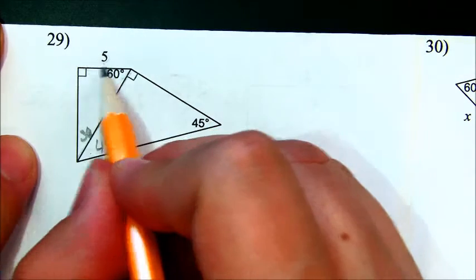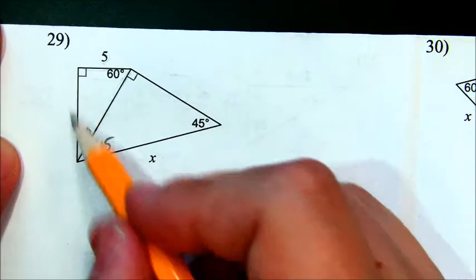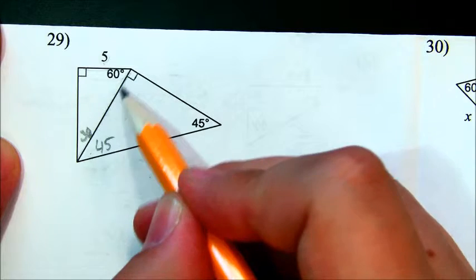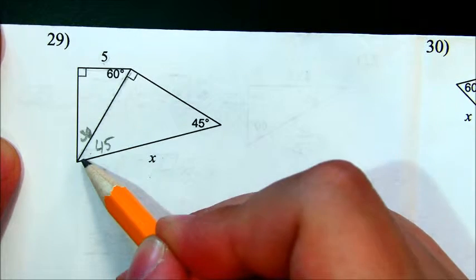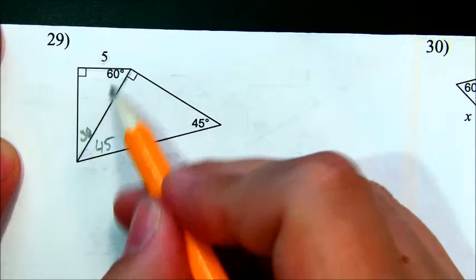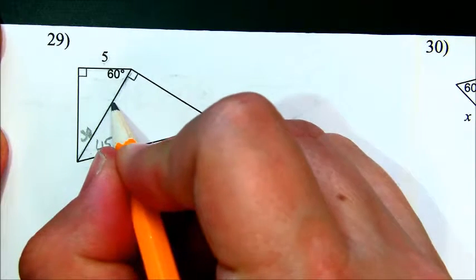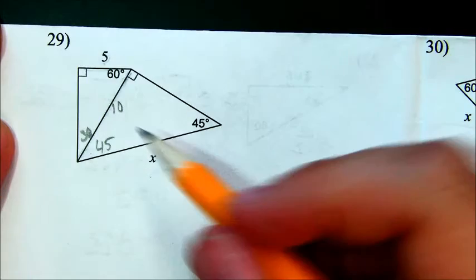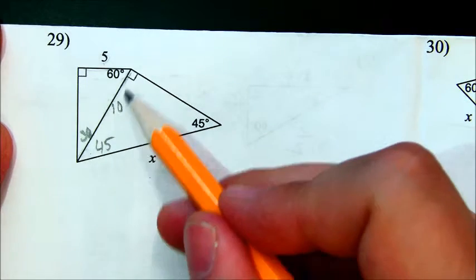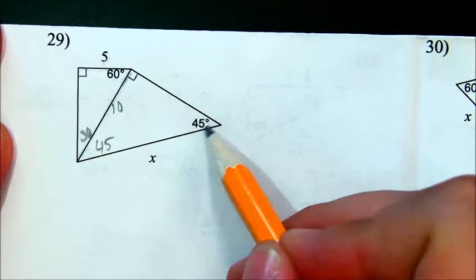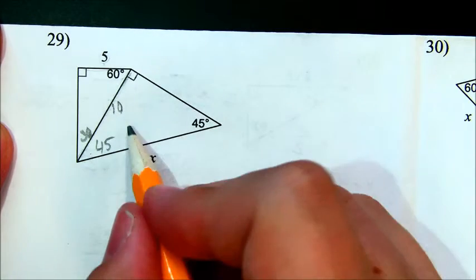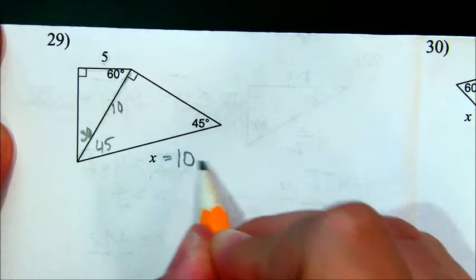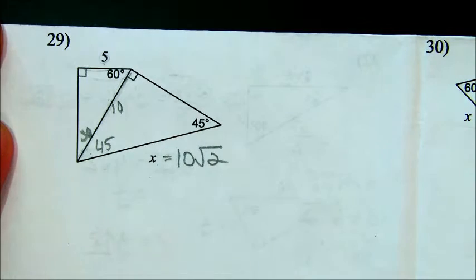Well, if this is 5, 5 is the short leg of the 30, 60, 90 triangle. This side that I'm looking for here is the hypotenuse of that 30, 60, 90 triangle. So it's going to be twice as long as the short leg. So it will be 10. Now, 10 is also the leg of this 45, 45, 90 triangle. If 10 is the leg, then the hypotenuse is going to be 10 times the square root of 2.